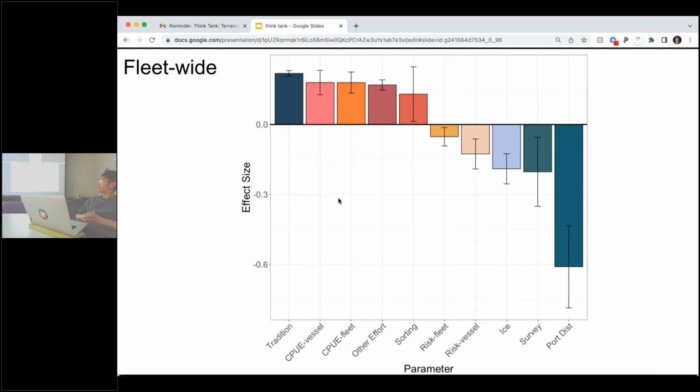So these are the parameter values, sort of the positive to negative effect size. Positive means it's attractive, negative is the opposite. First up on the very left, we have tradition. It seems to be very important. Crabbers like to fish where they've gone in the past. And we have CPE at the vessel. That makes sense. They like to stick to where they've also been successful. Sorry, remind me what tradition was? Where the proportion of fishing in that area has been over the past 2 weeks.